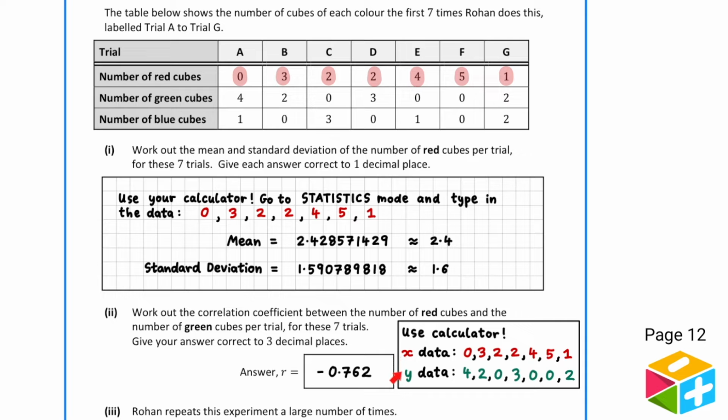For the Y data, we should input the values for the number of green cubes. 4, 2, 0, 3, 0, 0, 2. Once you've performed the necessary steps, your calculator will return the correlation coefficient for you. Rounded to 3 decimal places, it comes out as minus 0.762.